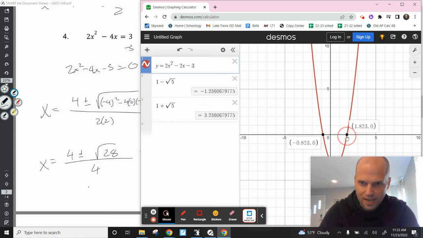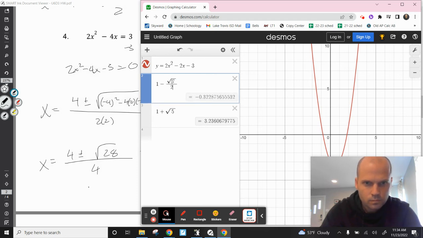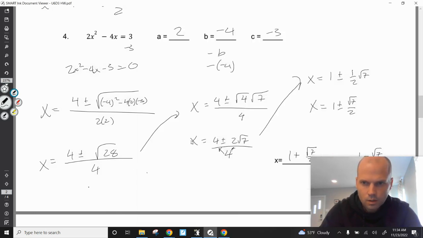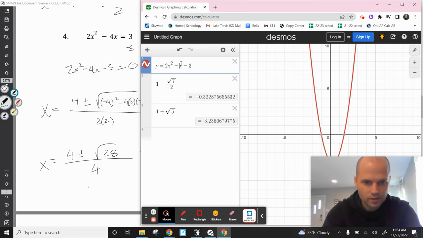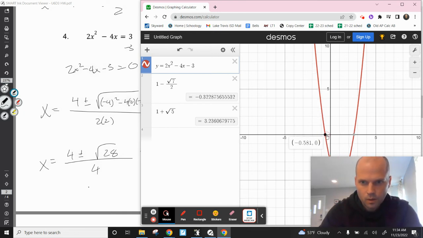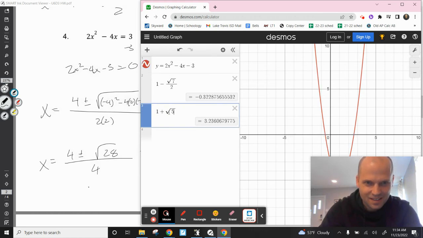Okay, negative 0.823 and 1.823. I have 1 minus root 7 over 2. Negative point. Oh, was it right? See, this is when it's like, oh, I'm a little bit worried here. 2x squared minus 4x. So something happened.